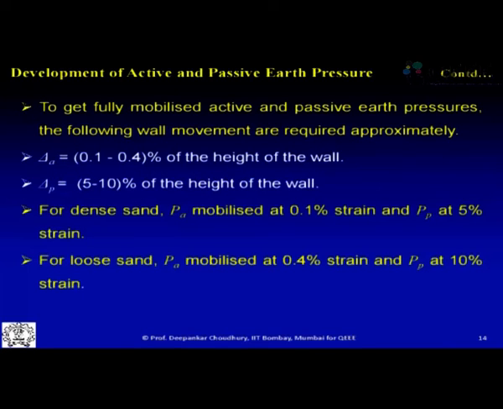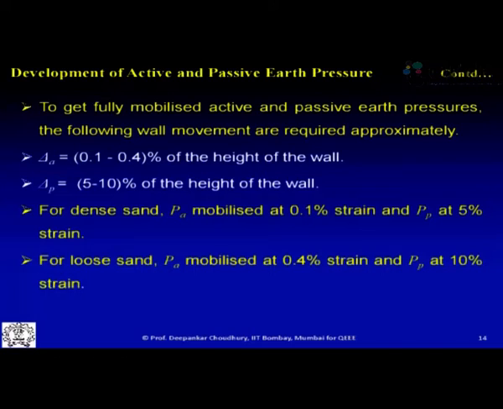Now what is the amount of movement of the wall? If we see, we will appreciate it much more. So to get fully mobilized active and passive states, the amount of wall movement necessary is of this order. That means delta A required is about 0.1 to 0.4% of the height of the wall, which is very, very small, you can see. That is the reason why in the field we can easily achieve the active earth pressure condition, which is good for us.